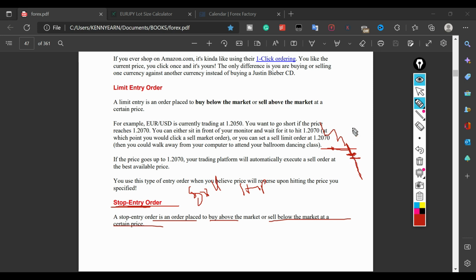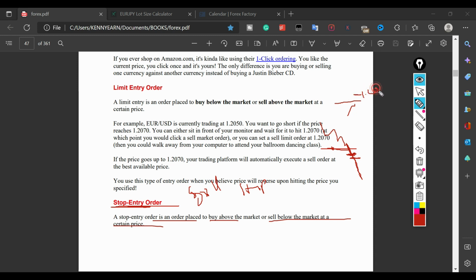And the same thing for buyers. Let's say you have a level here of resistance and you're expecting the market to break it. The market breaks it and you're sure it's going to keep on buying. You could put a buy stop order above here. Let's say this is the level the market is trading at, you can put a buy stop at 1.2050.